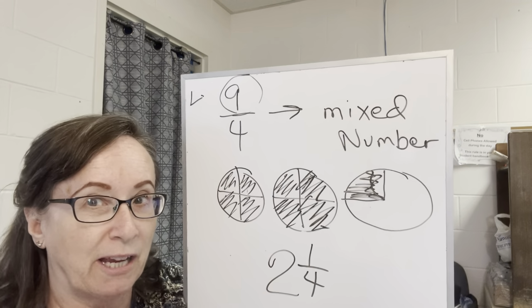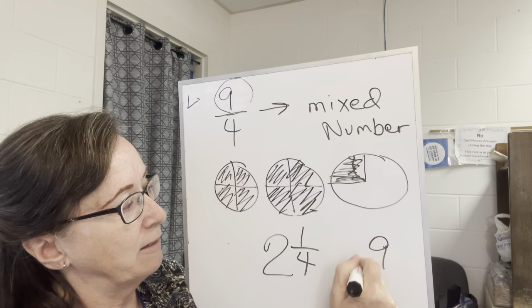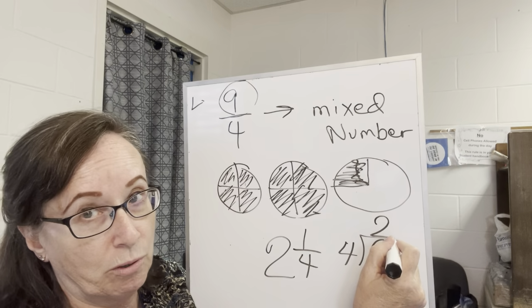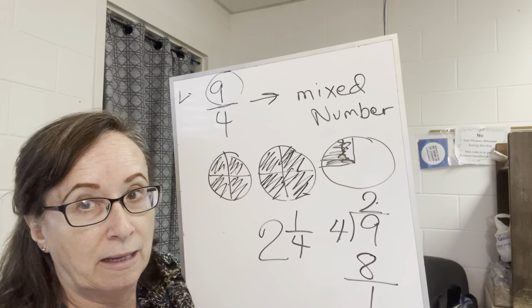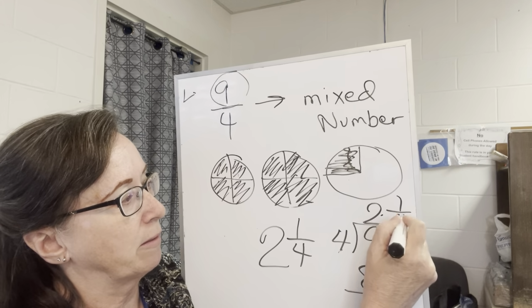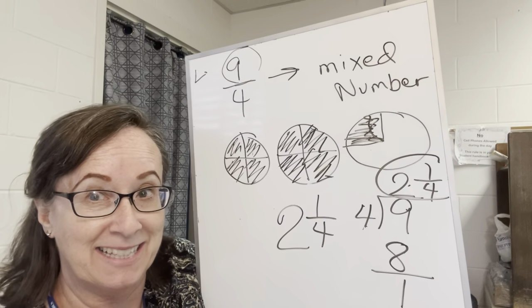So that's with pictures. Now let's just divide it. 9 divided by 4. 4 goes into 9 2 times, 2 whole times. 2 times 4 is 8 with 1 part left over out of 4 parts. So that's 1/4. 2 1/4 is the answer.